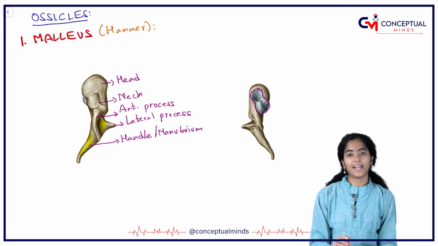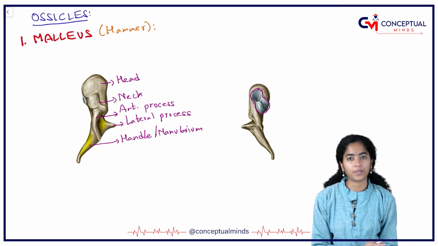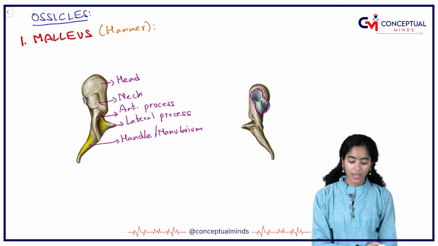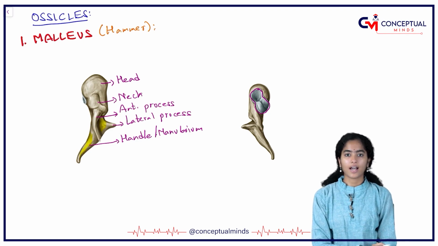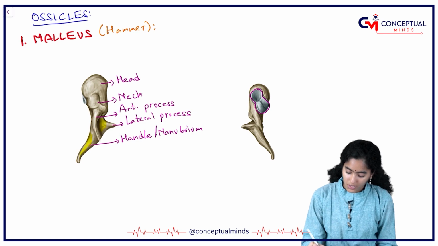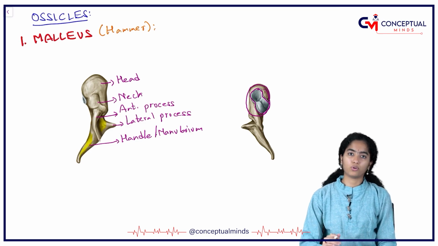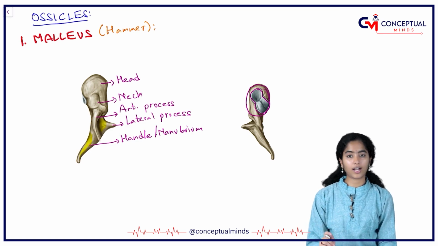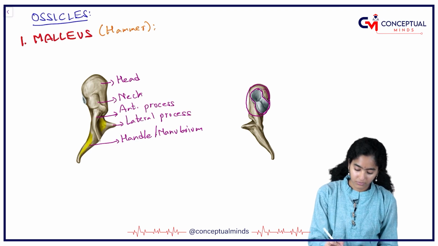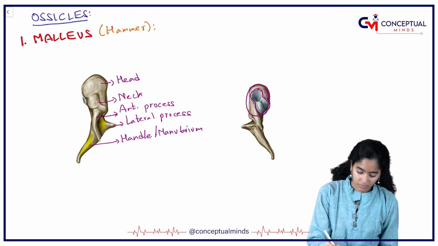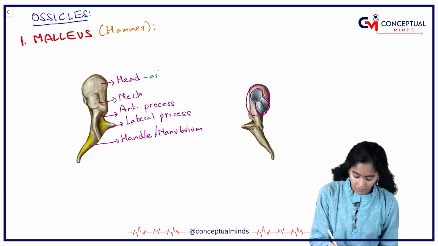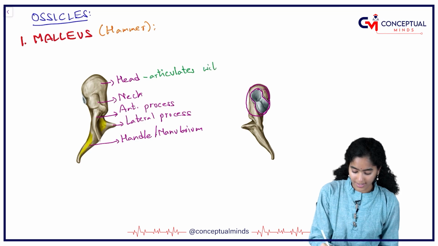So the head and neck of the malleus are present in the attic, in the epitympanum of the middle ear. And the head of the malleus articulates with the incus. As you can see here, this is the head part that has an articulation surface for the next bone, the incus bone. So the head articulates with the incus.